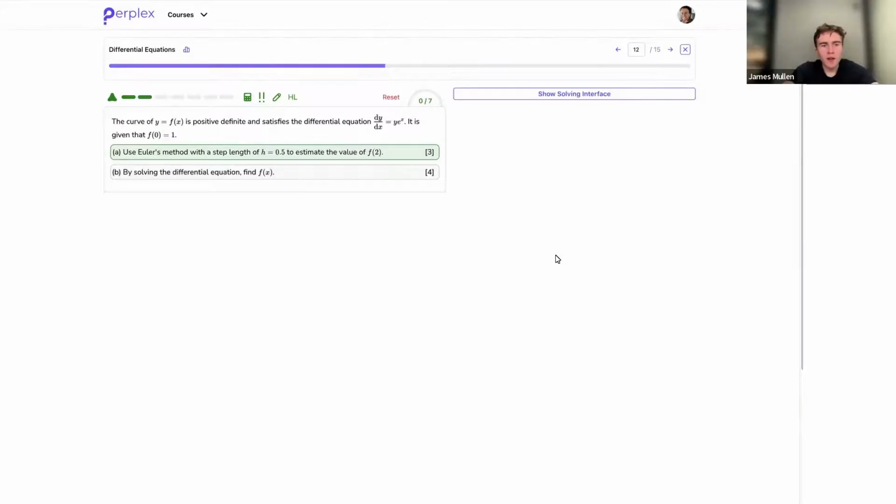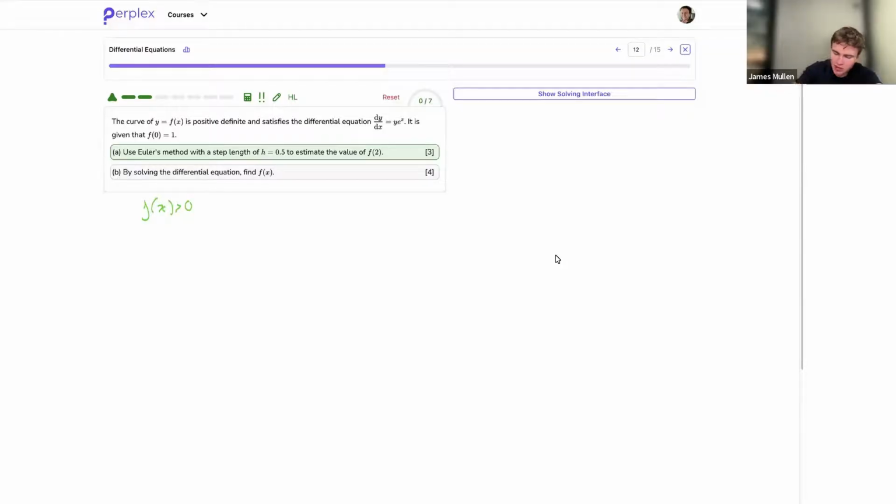The curve of y equals f of x is positive definite and satisfies the differential equation dy by dx is equal to y e to the x, and it's given that f of 0 equals 1. So the curve being positive definite means that f of x is going to be greater than 0, and we're going to need that fact later, but we'll put it aside for now.